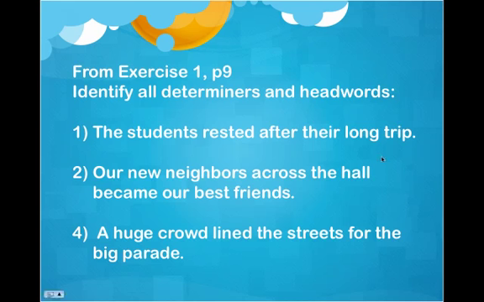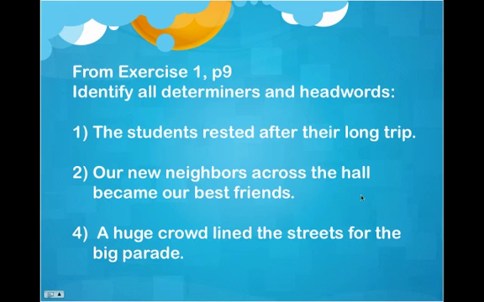So noun phrases can occur all through a sentence. In sentence 1, we have 2 noun phrases. The students: determiner, headword, preceded by a determiner; it's been made plural, student is our noun. And then we have a prepositional phrase, which we'll talk about a little bit on Friday. After their long trip: the determiner, this pronoun there, we've got modifier, long, and then we have trip. So we've got 2 headwords, 2 determiners.